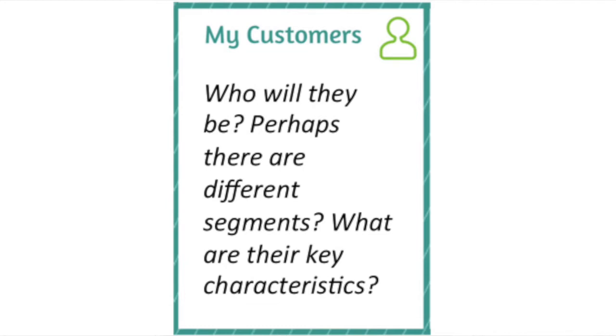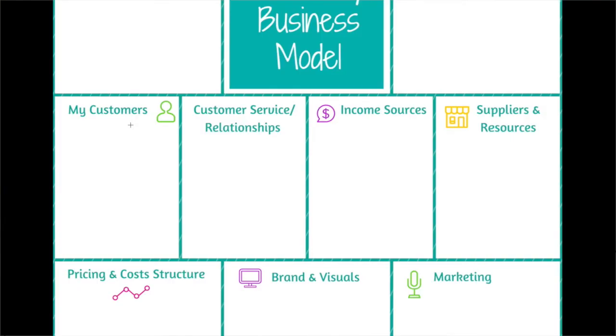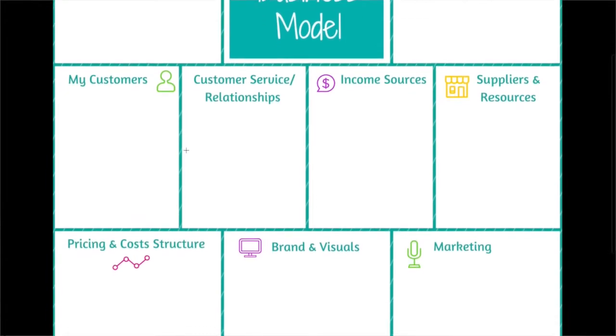What are their key characteristics? What are they like? Now, you've only got a little box, so there's only so much you can write, but this is just an overview of who are your customers going to be in your business and what are they going to look like. The next box along is customer service and relationships.